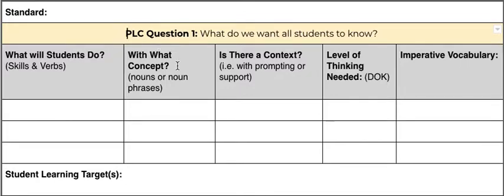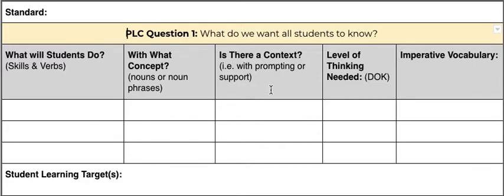And then concepts, like, is it related to a specific content area? Is it related to algebra? Is it related to numbers of base 10? What concepts is it connected to? And those were math examples, obviously. And then context. So within what context is this skill supposed to happen?